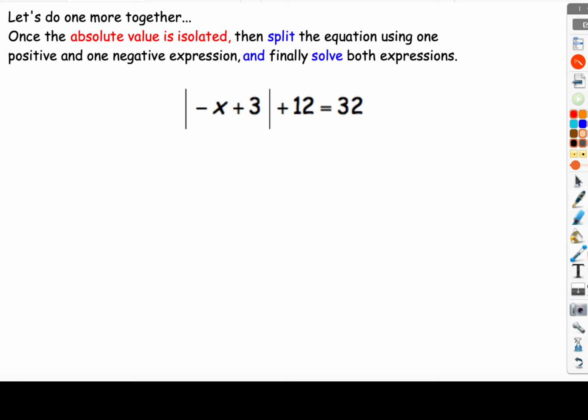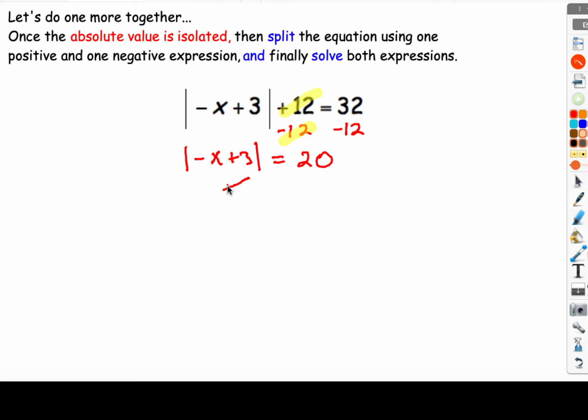So let's go ahead and take our equation. Again, the first thing we want to get rid of is anything outside the absolute value. We want to isolate the absolute value. So let's get rid of this plus 12, because it has nothing to do with what's inside the absolute value. Let's get rid of that minus 12. Absolute value of x plus 3, not changing anything else, would be equal to 32 minus 12, which is 20.